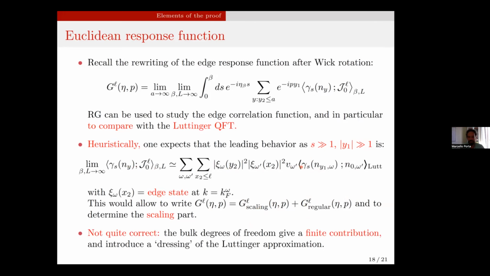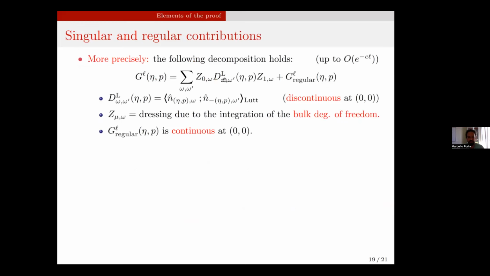So more precisely, the thing one can prove is this type of decomposition. This is the edge response function, and it's given by a sum of two terms. The first term involves the correlation function of the Luttinger model up to some weights. And this should be an omega prime, sorry for that. And the second term is a regular part that is more regular in momentum space, or it decays faster in configuration space.